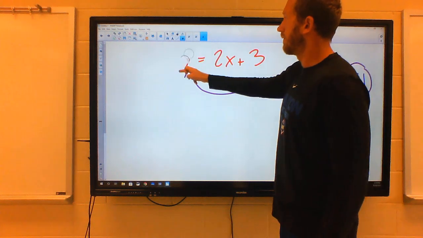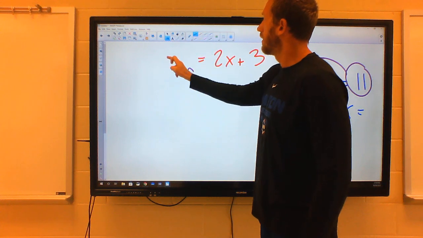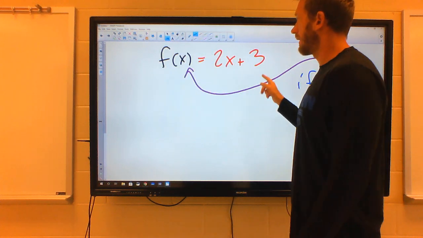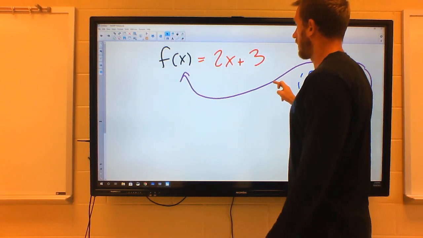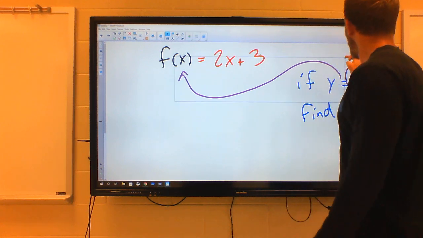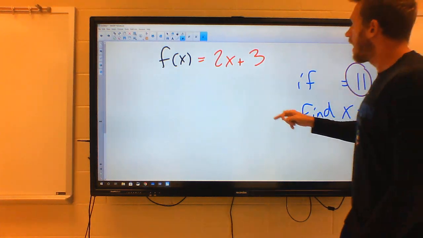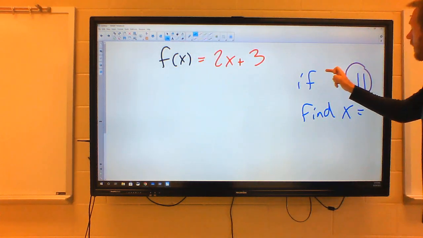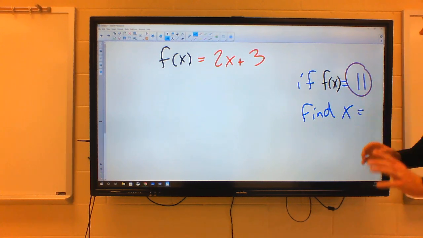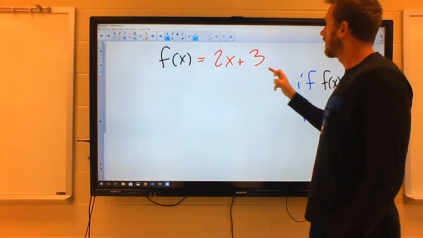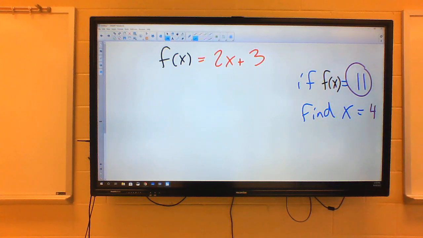is we're not using y. We're using function notation. So I would have given you f of x equals this. It's the same thing, okay? Let me make this a better drawing now. You know what, I'm just going to redo that. Okay, and instead of me saying if y equals 11, I'm going to say, what if f of x equals 11? Okay, let me make this very clear. This 11, literally the problem is going to be the same thing. Guess what? We're still going to get the answer of 4.